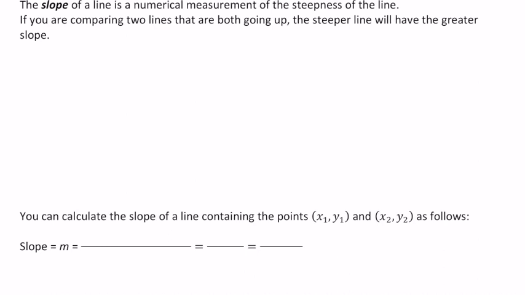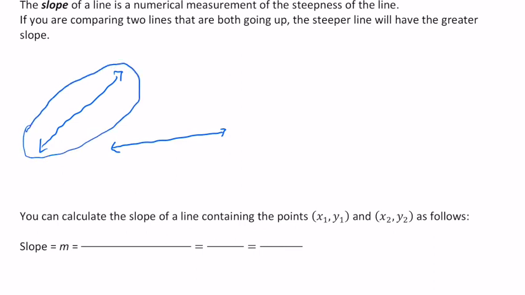One important thing to consider with lines is the slope of the lines. Slope is a numerical measurement of how steep a line is. For example, if you're comparing two lines that are both moving upward from left to right, the steeper line will have the greater slope. In this example, the first line is much steeper. That first line would have a greater slope than the second line.